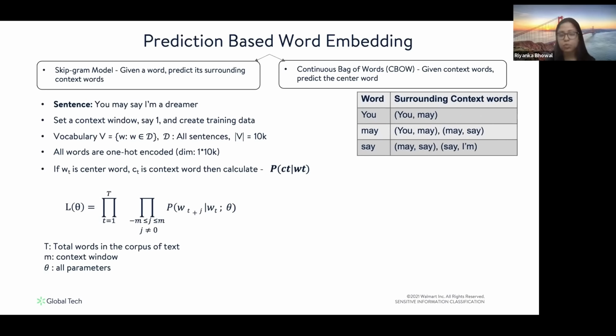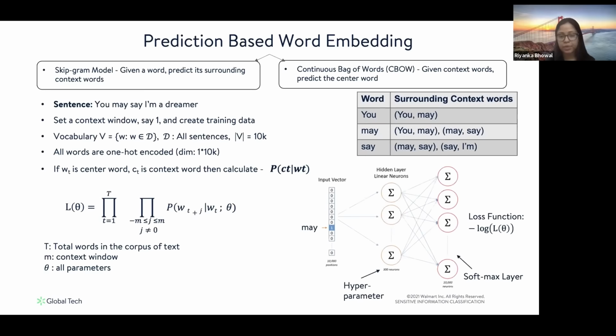Now, with that, what we do is we create a neural net, and we have this 1 cross 10,000 one hot encoded vector, which will come as an input. And then we have a hidden layer with the linear neurons. The number of neurons will be a hyperparameter, and it will tell you what will be the dimension of the word embedding itself. And the output layer is a softmax layer, where each of the neurons will be saying how much probable a particular word in the vocabulary is of being a context word. And we have this loss function, which is the negative log of likelihood.